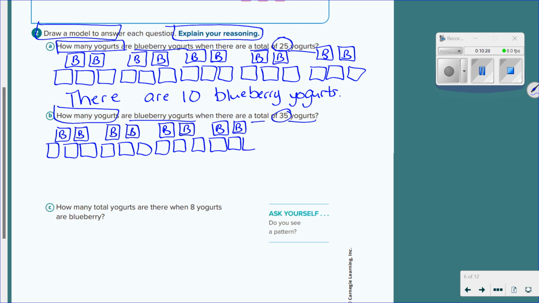Now how many? Now how many? Just 5? Now how many? Now how many? Yay, we're finally there. How many of them are blueberries? 14. Yes.